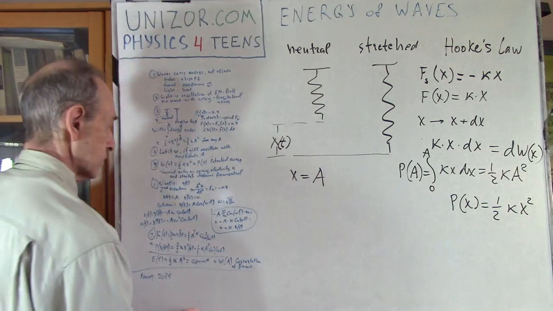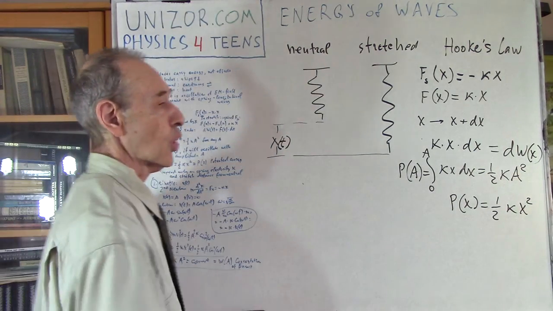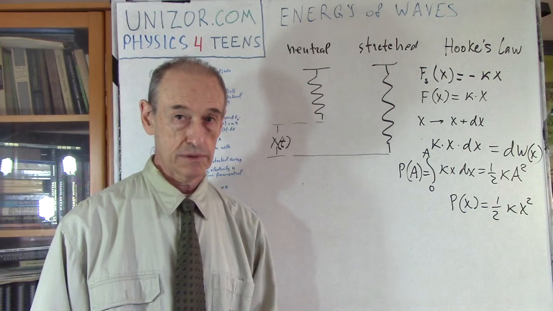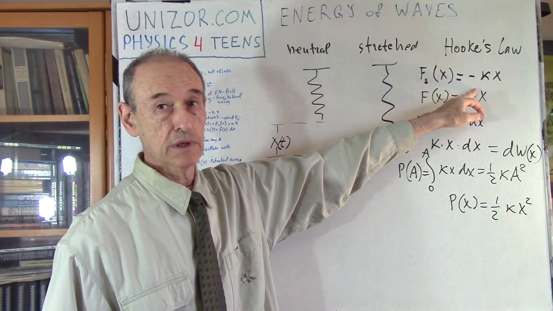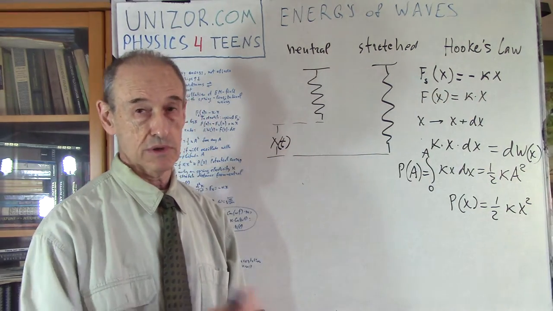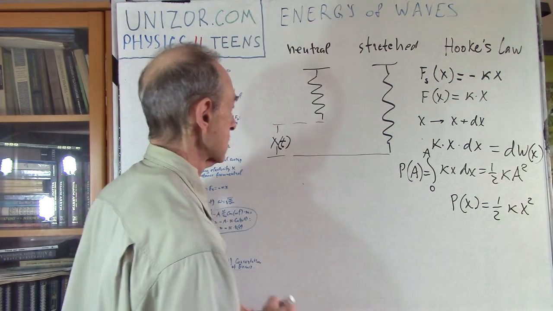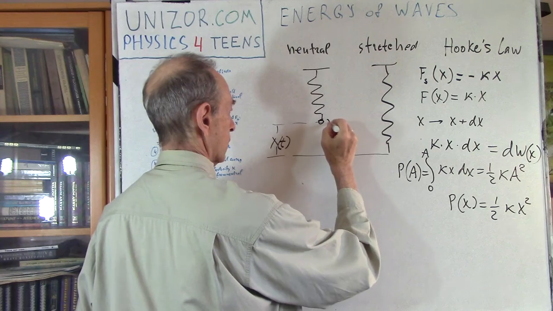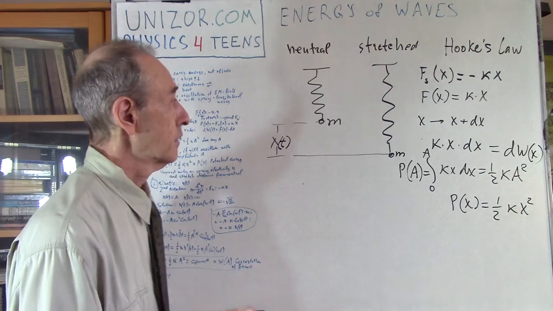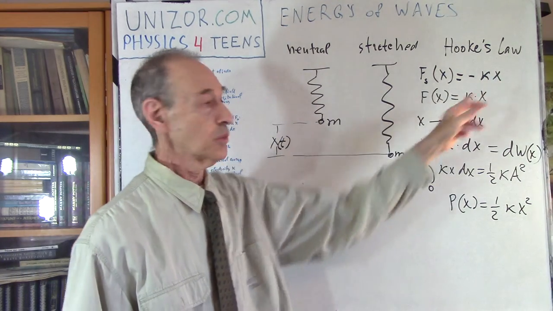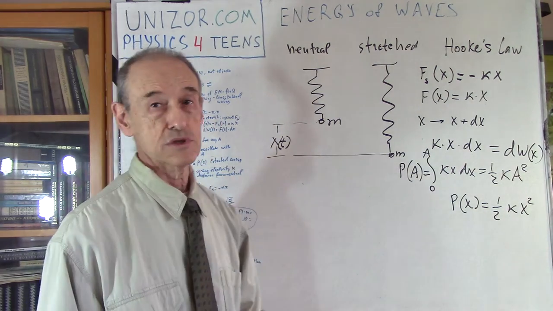Fine, let's talk about kinetic energy. What happens if I just let go of the spring after I have stretched it? Well, the force of the spring will have no resistance because I'm not involved any more. So it will move. If there is an object here of mass m, this force will start moving this object upwards towards the neutral position.